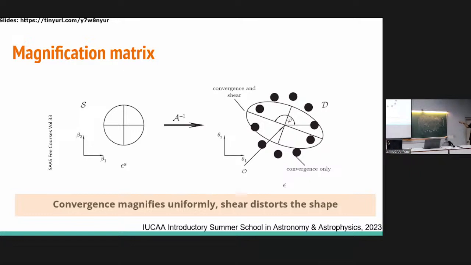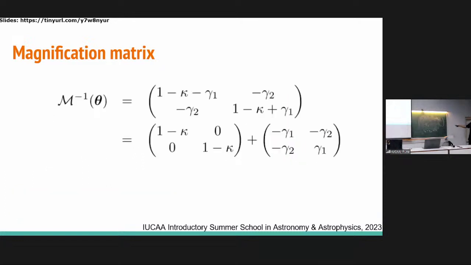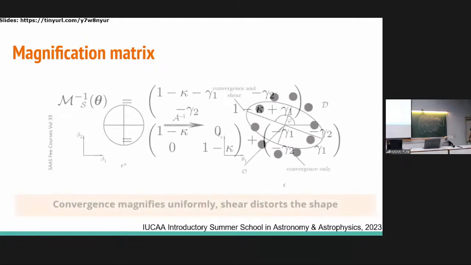But because of the shear, now the circle doesn't remain a circle, but it becomes an ellipse. Now this ellipse has two things: one is the ellipticity of the ellipse, and the other is the direction. So you need two components to explain what is happening here, and those two components are related to gamma 1. So the convergence, this kappa, magnifies uniformly, and the shear, which is this gamma 1, gamma 2, distorts things.